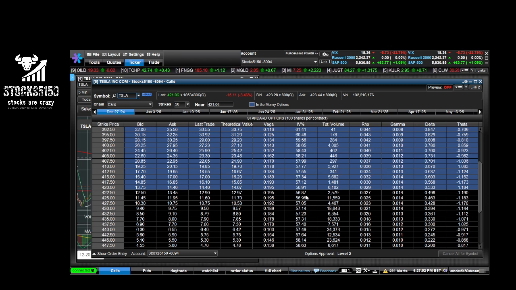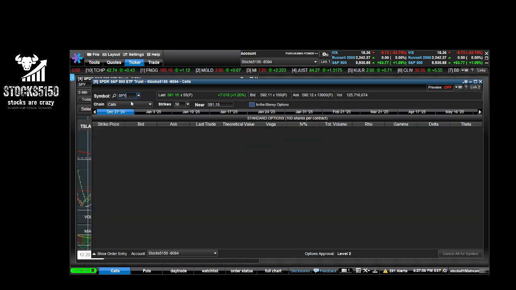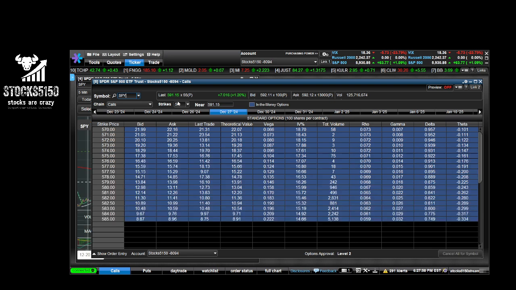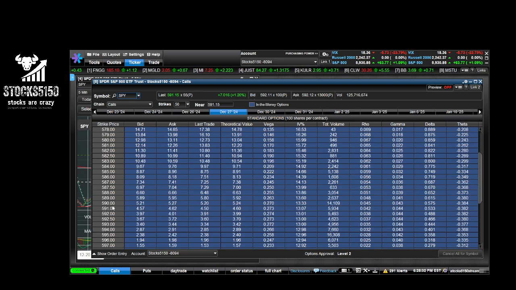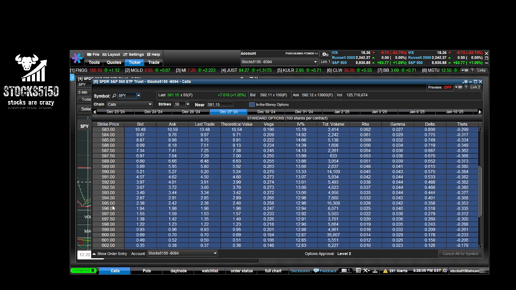Also, when implied volatility is high like this, the premiums are higher. If you go back here and we look at SPY, it's $5.91, and you can see these prices right here. These strike prices, the $5.91 strike price is only $400. One outside of the money is $300. Okay, versus this, and this is on the same date, December 27th.